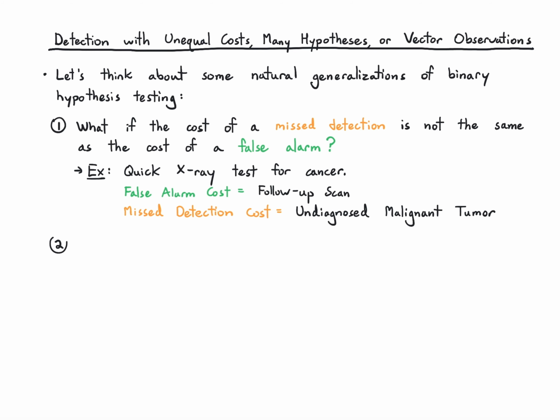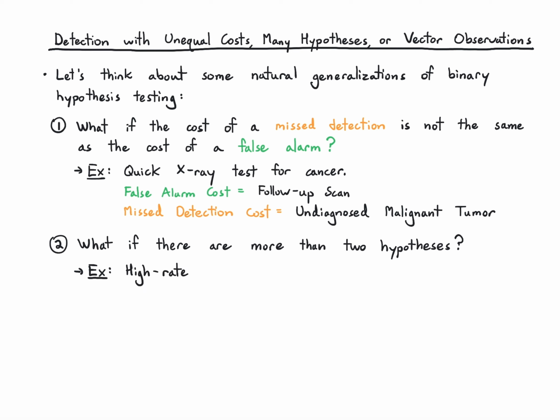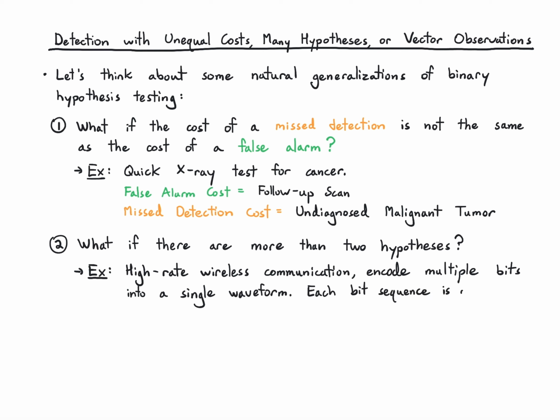All right, well, what if there are more than two hypotheses? When can that occur? Well, there are a lot of different scenarios. I'm just going to give you one here. Let's think about high-rate wireless communication. The way in which we send multiple bits, so we want to send a very high data rate, we need to send many bits in a single waveform. So the way to do that is to have many different choices of waveforms and to have each bit sequence correspond to a hypothesis. Just to give you an example, let's say I have 8 different signals that I could send. So there are 8 choices, so that means 3 bits, because 2 to the 3 is 8. And then my job is to decide which of these 8 waveforms was sent, and then output the corresponding 3 bits.